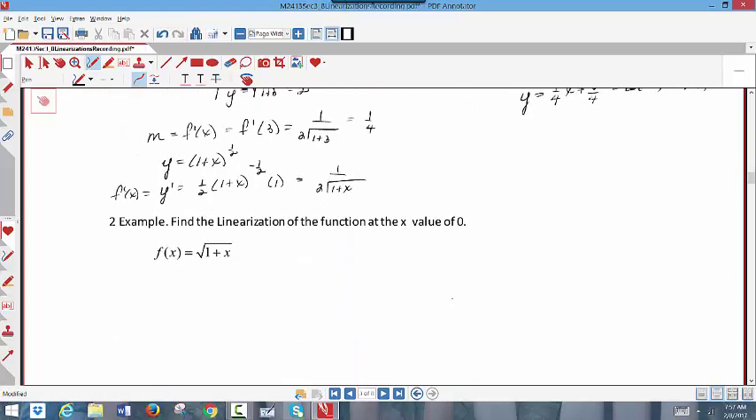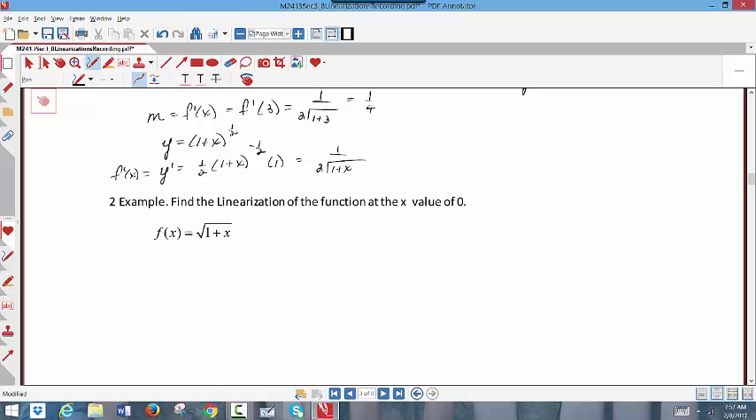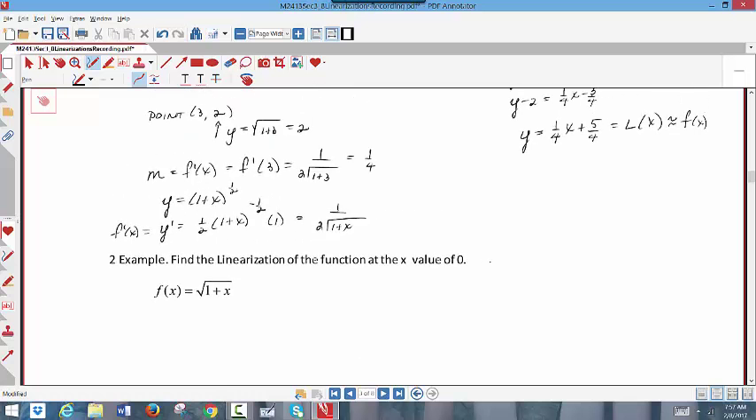So here's one more. If we do it at 0, we can go back, and we need a point to find my equation. To find my linearization, I need two things. I need a point, and I need my slope. Okay, this time my point is at an x value of 0. So if I plug in 0 into this function, it's the square root of 1, which is 1. So the point is 0, 1.